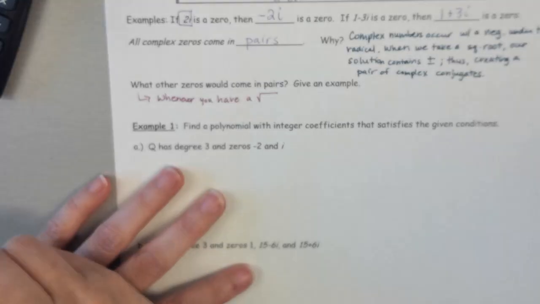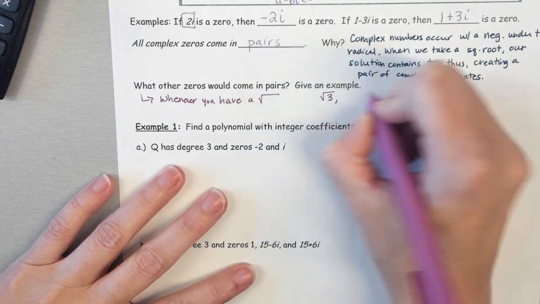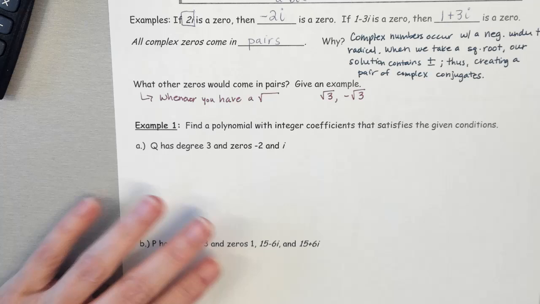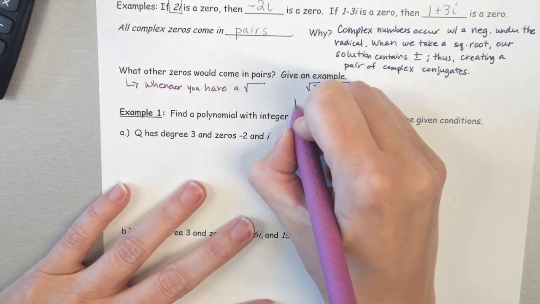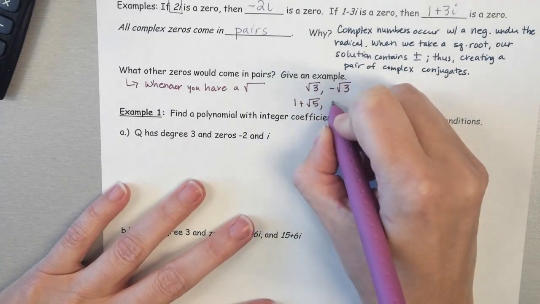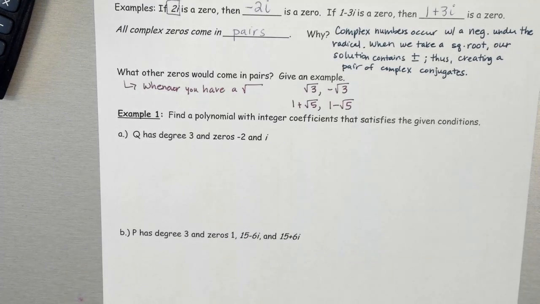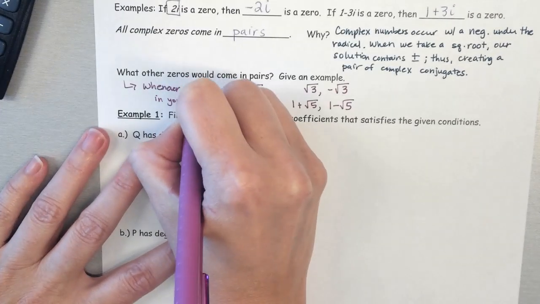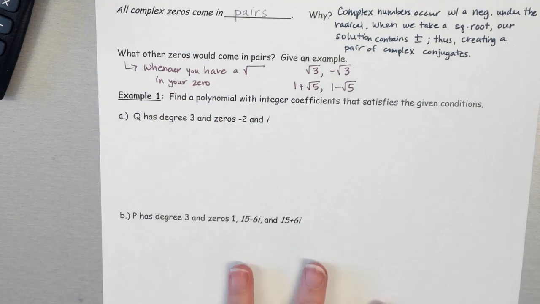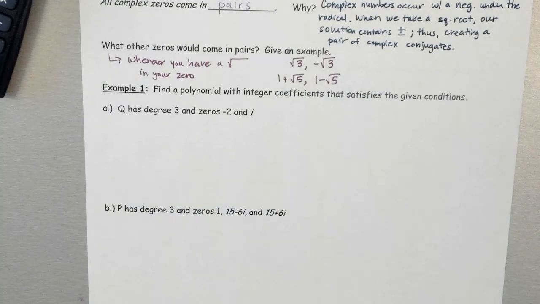Okay, so whenever you have a square root in the zero, you have to have the conjugate. So if you have the square root of 3, then negative root 3 is also going to be a value. If you have 1 plus root 5, 1 minus root 5. So whenever you have a radical in your zero, they're going to give you the zeros. If they give you one of these, you have to infer the other one.